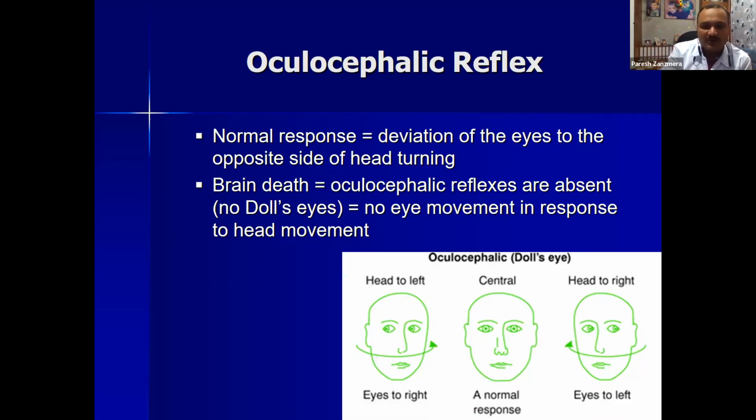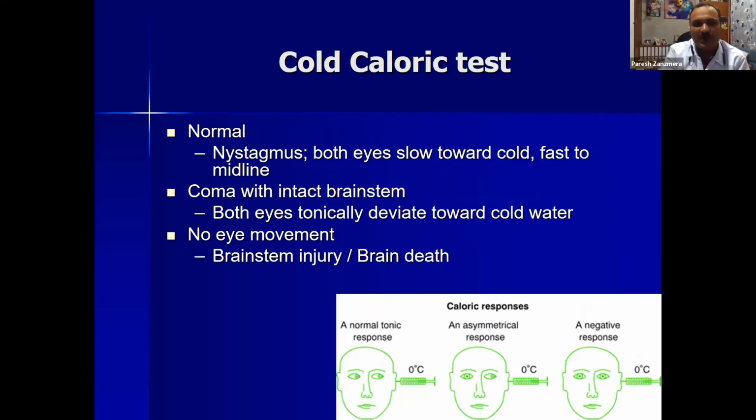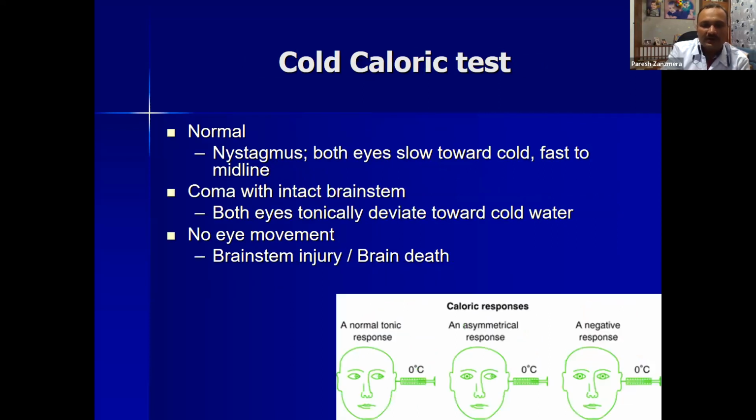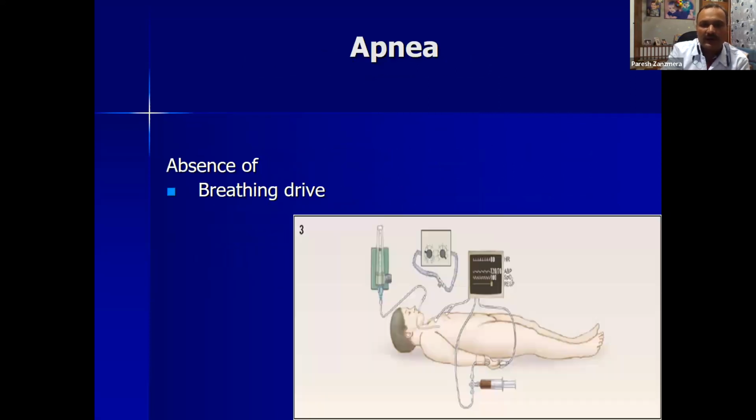I'm so sorry, I just discussed a little bit about the next slide in the previous one, but this is actually the cold caloric test that I was discussing. The oculocephalic reflex is nothing but the doll's eye movement, where you move the patient's head side to side, and you can see that there is no movement of the eyeball at all. I already discussed the cold caloric test.